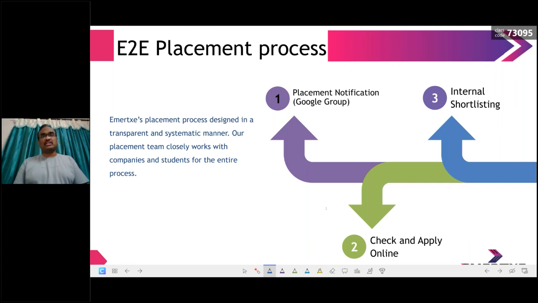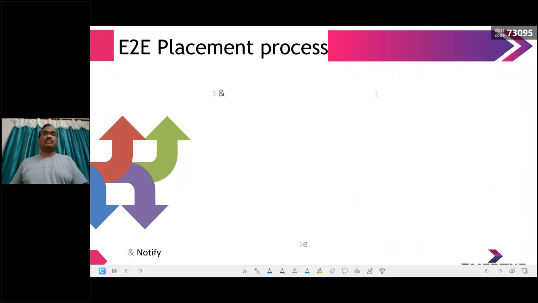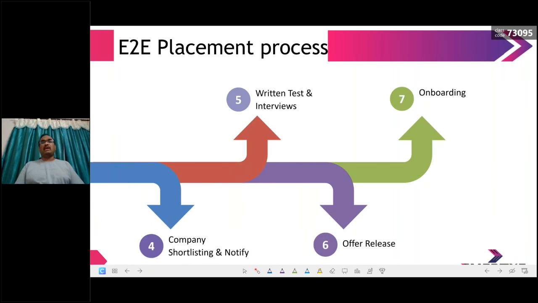Then our team will do an internal shortlisting. We'll filter it out, because sometimes students who are not eligible may also apply. We need to filter them out and then send the rest to the company, and the company will further do a shortlisting. Subsequently, written tests and interviews will happen, and then offer release, and then onboarding, right?